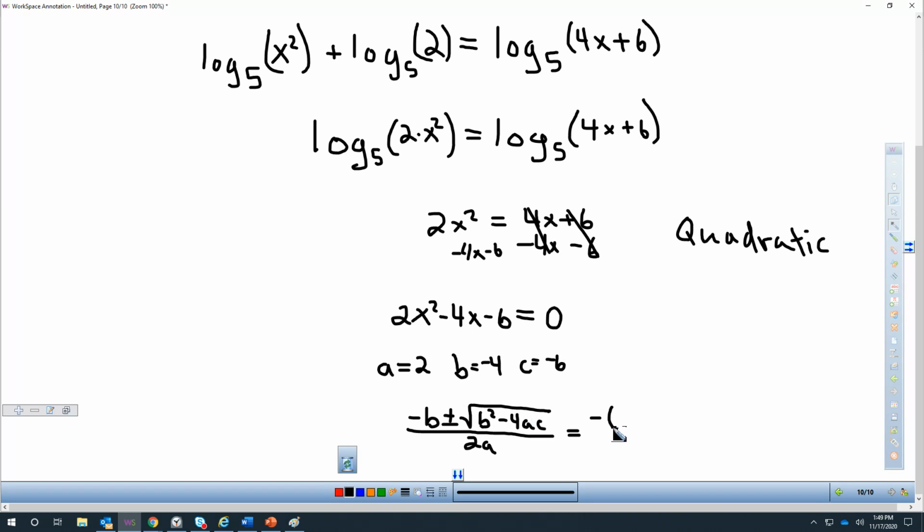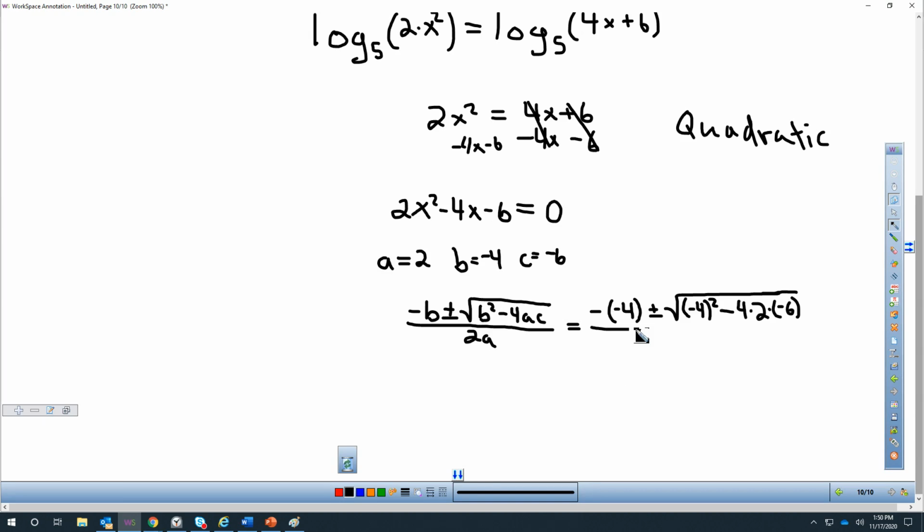So I'm just going to plug in my a, b, and c into this equation. That's going to give me negative 4, which we can later turn to a positive 4, but for now I'm just going to leave everything as is, plus or minus the square root of b squared, so that's negative 4 squared, which again will be 16, but we'll deal with that later, minus 4 times a, 2, times c, negative 6. Can put in parentheses so I don't forget that I'm timesing it. Don't want to come back to that later and think I'm subtracting it because I'm not. And divide all that by 2 times a, which is 2.